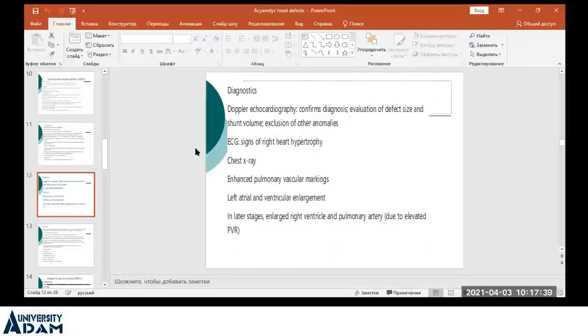Diagnostics: Doppler echocardiography confirms the diagnosis, evaluates the defect size and shunt volume, and excludes other anomalies. Electrocardiogram: signs of right heart hypertrophy. Chest X-ray: enhanced pulmonary vascular markings, left atrial and ventricular enlargement, and in later stages enlarged right ventricle and pulmonary artery due to elevated PVR.